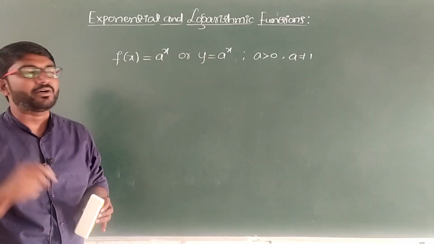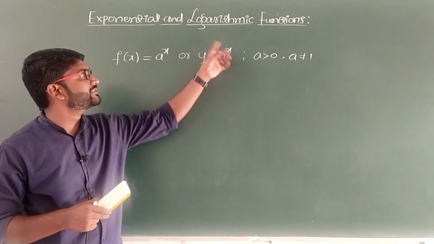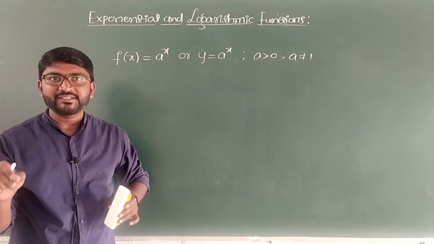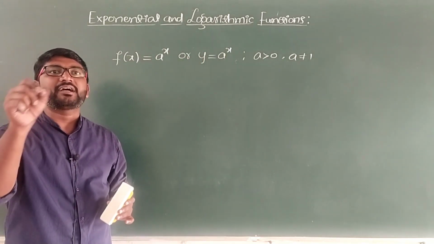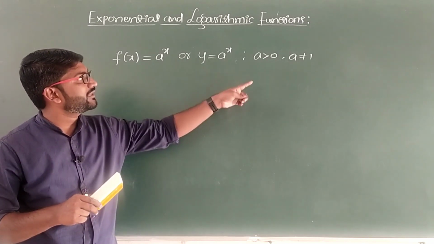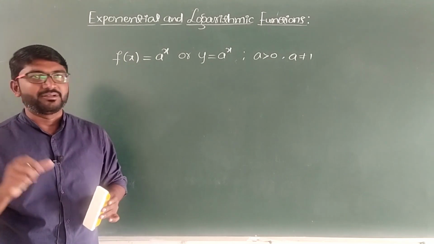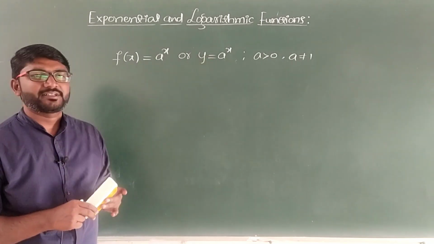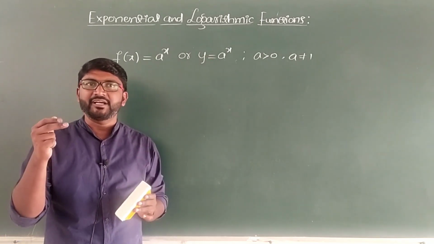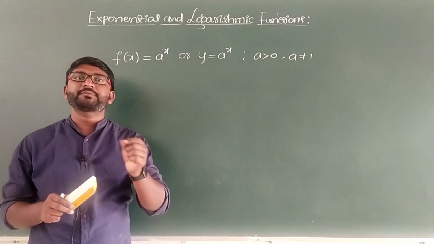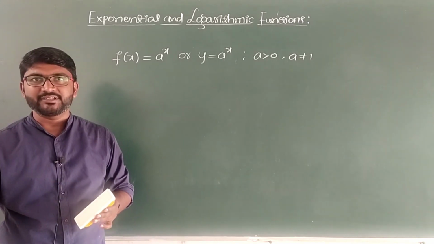The function of the form y which is equals to a power x is called the exponential function, where a is a constant and a should not be equal to 1 and a must be greater than 0 and x is the variable. Again, in the exponential function we have two types: common exponential function and natural exponential function.